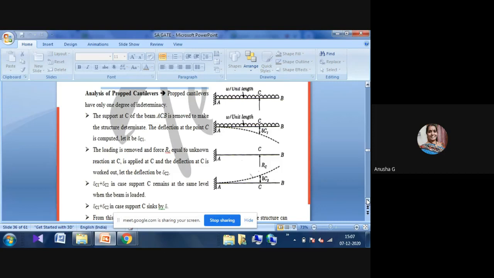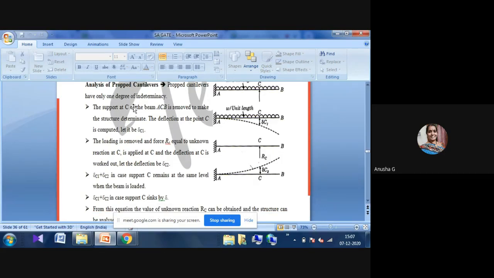And the support C of the beam ACB will be removed to make it a determinate structure. We are removing this support C, and then we are assuming that this will be a determinate structure. If the support is there, then it will be an indeterminate structure. Why? Because there will be 4 equations, but we have only 3 equilibrium conditions. So we remove this one and consider this as a determinate structure.